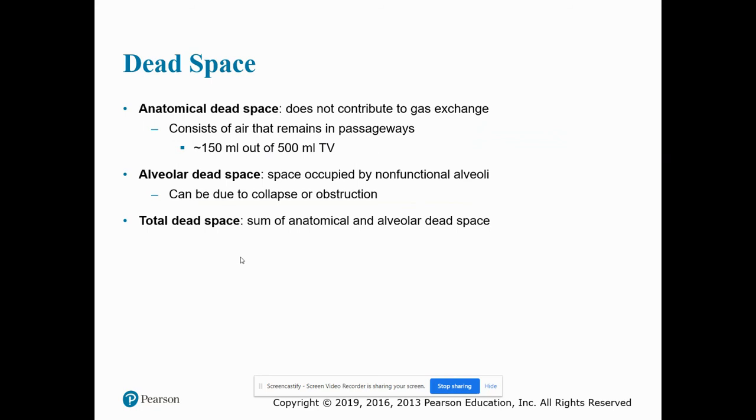Now we talk about dead space. Anatomical dead space does not contribute to gas exchange. It's just the air that remains in the passageways, about 150 mils out of the 500 mil tidal volume. Alveolar dead space is the space that's occupied by non-functioning alveoli. It could be due to collapse or obstruction of the alveoli. The sum of anatomical and alveolar dead space is the total dead space.